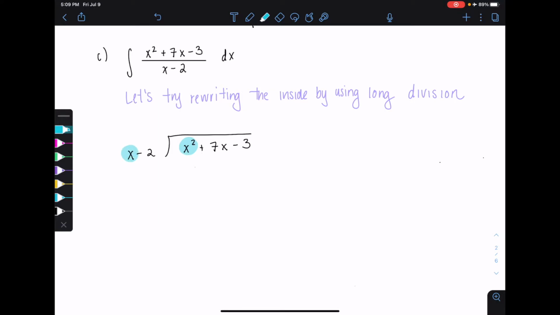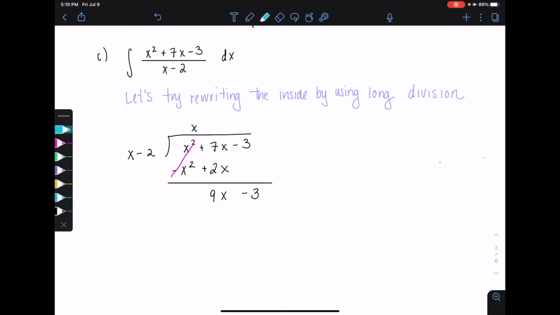So to get x to match the x squared, I need to multiply by x. So I put an x up top. Then we take x and multiply it to both of these pieces, which would give us x squared minus 2x. But we change their signs, so it's negative x squared plus 2x. Now that makes these two pieces cancel out. So if I add them together, 7x plus 2x is 9x. And then we just bring that negative 3 down.